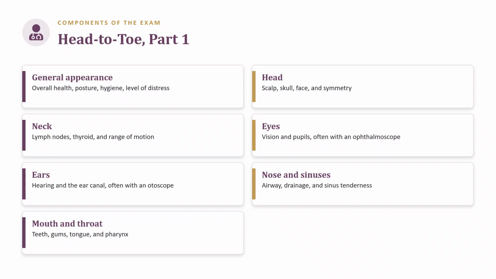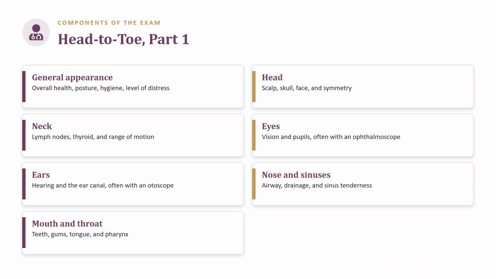General appearance is the provider's overall impression of the patient's health, posture, hygiene, and any distress, and it begins the moment they see the patient. The head is examined for the scalp, skull, face, and symmetry. The neck is checked for lymph nodes, the thyroid, and range of motion.